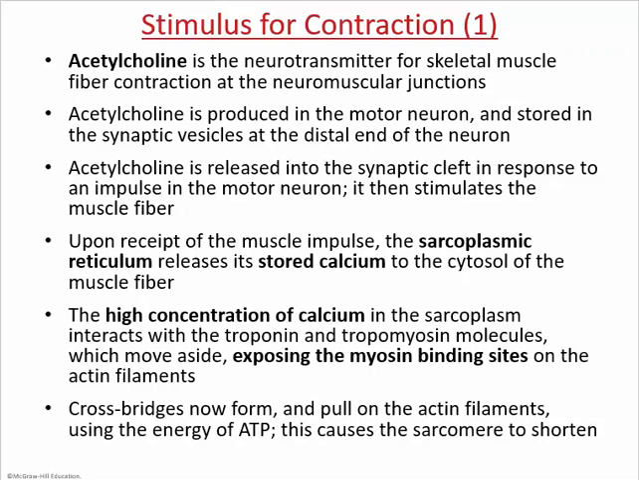binding site? It starts back at the synapse where the motor neuron interacts with the sarcolemma. For skeletal muscle, it's acetylcholine. Acetylcholine is the neurotransmitter that's released by the motor neuron when that motor neuron fires. It's produced by the motor neuron, stored at the distal end of it, and it's released to stimulate the muscle fiber.